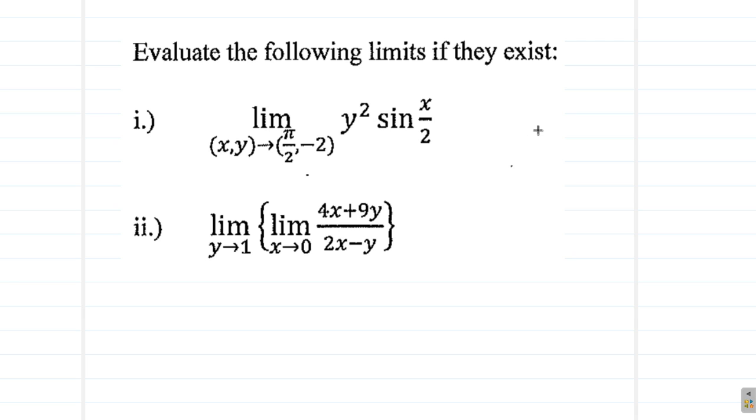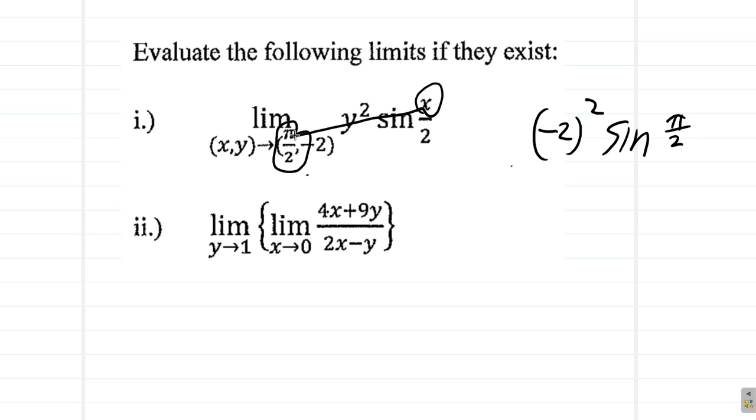So, the limit. Let x be equal to pi over 2 and y be equal to negative 2. So you have negative 2 squared, that's y squared, sine of x over 2, with x being pi over 2, so pi over 2 over 2. This 2 must come here. So negative 2 squared is 4.